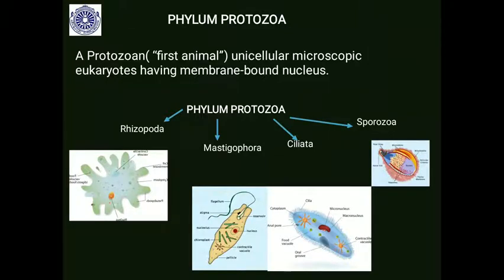Phylum Protozoa is classified based on locomotory structure. So the class Rhizopoda, where you will find the example is the amoeba, where you will find the pseudopodia as the locomotory structure. Then class Mastigophora, Euglena like animals. So they have long whip like flagellum functioning as a locomotory structure.